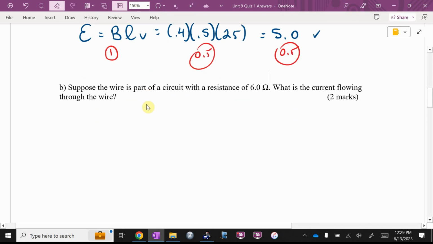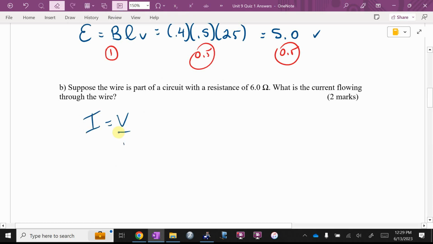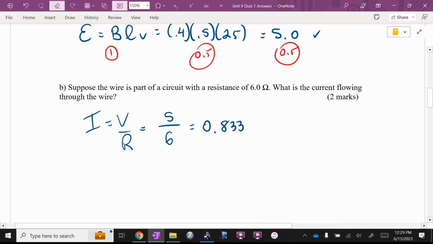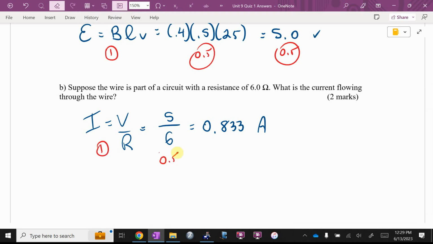Ooh, now they want the current flowing through the wire. You know what? I think this is going to be a review. I think it's going to be I equals V over R. It's Ohm's law. And it looks like the voltage is 5. The resistance is 6. So what is 5 divided by 6? Is that 0.833 repeating? Yeah? Amps. Again, probably 1 mark for identifying Ohm's law, half mark for that, half mark for that. If you got answer A wrong, but you did your answer from A divided by 6, I would give you full marks for part B.